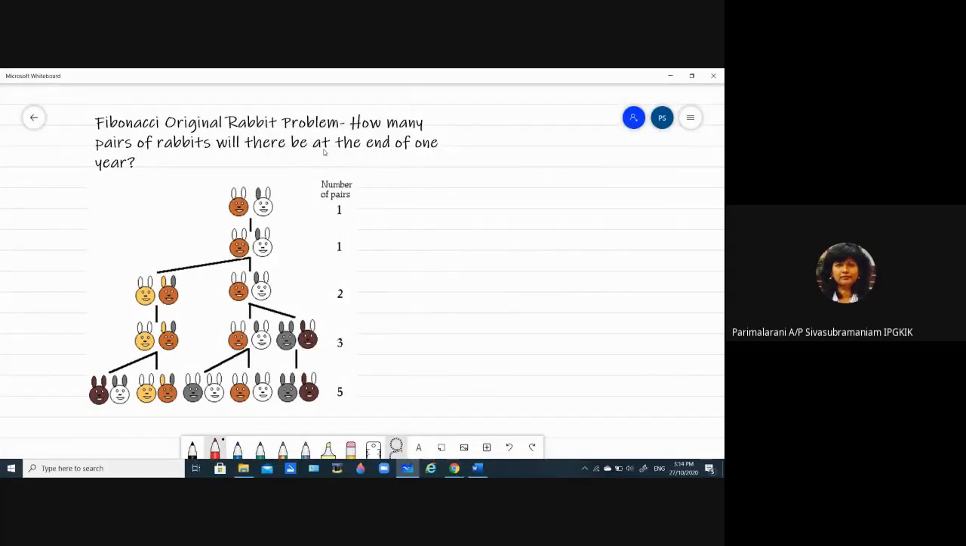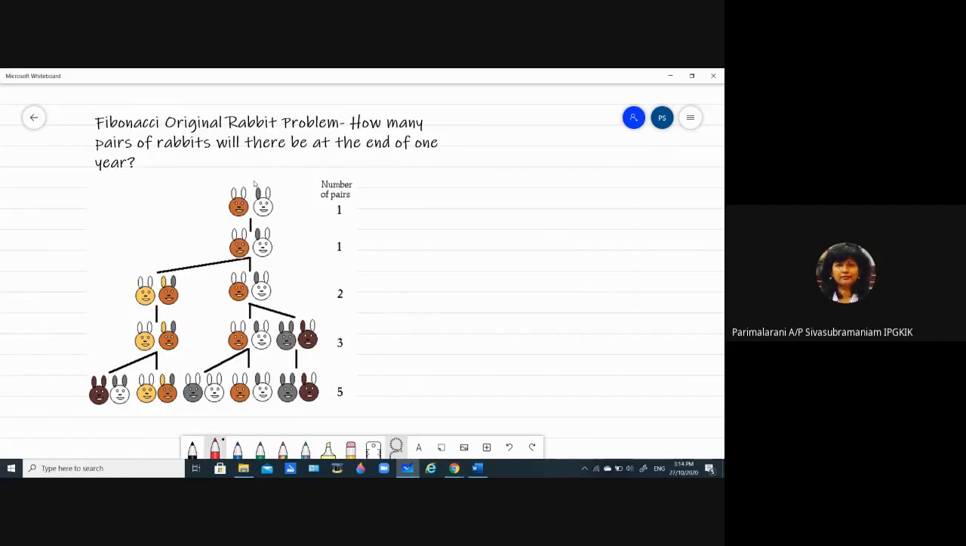Fibonacci first came up with this problem in the year 1202. This is his original problem. He introduced Fibonacci numbers through this rabbit problem. So he said, suppose a newly born pair of rabbits, one male and one female, are put in the fields, and these rabbits are able to mate at the age of 1 month, so that at the end of the second month, a female can produce another pair of rabbits. If the conditions in the field are ideal.